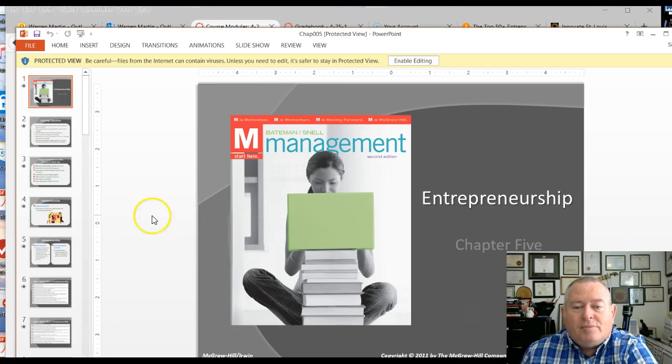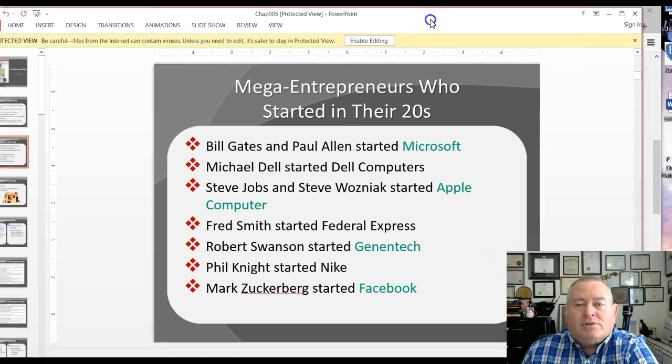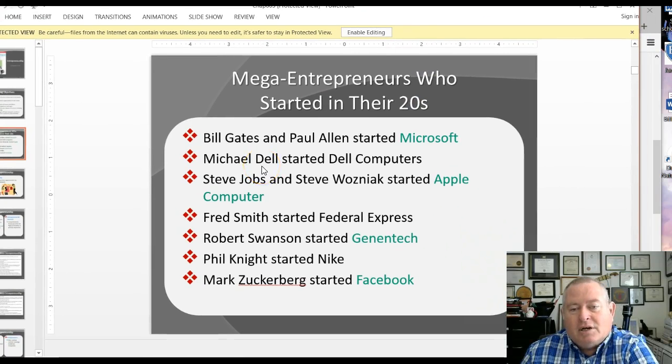The next chapter, 5, has to do with entrepreneurship. What is entrepreneurship and different things like that. Short version, it's people who go on their own to come up with ideas. They use Bill Gates, Paul Allen here, Steve Jobs, and so forth. Facebook, Zuckerberg, the Facebook guy. So there are lots of examples.